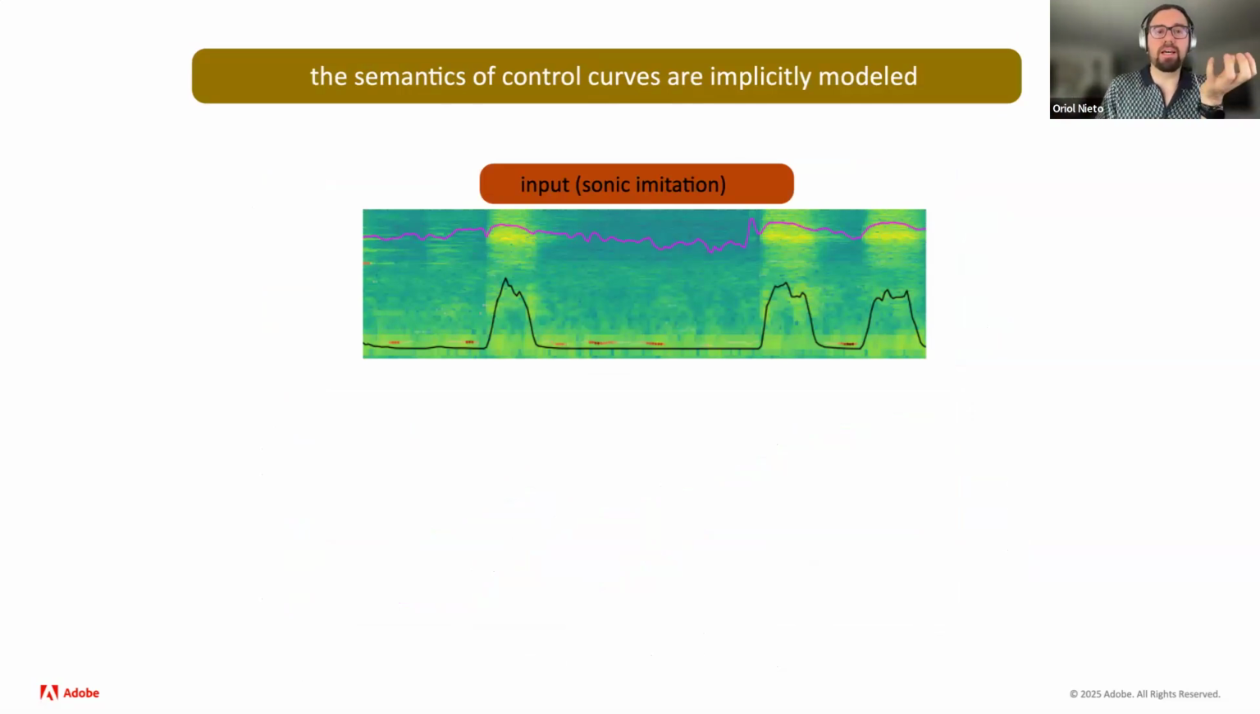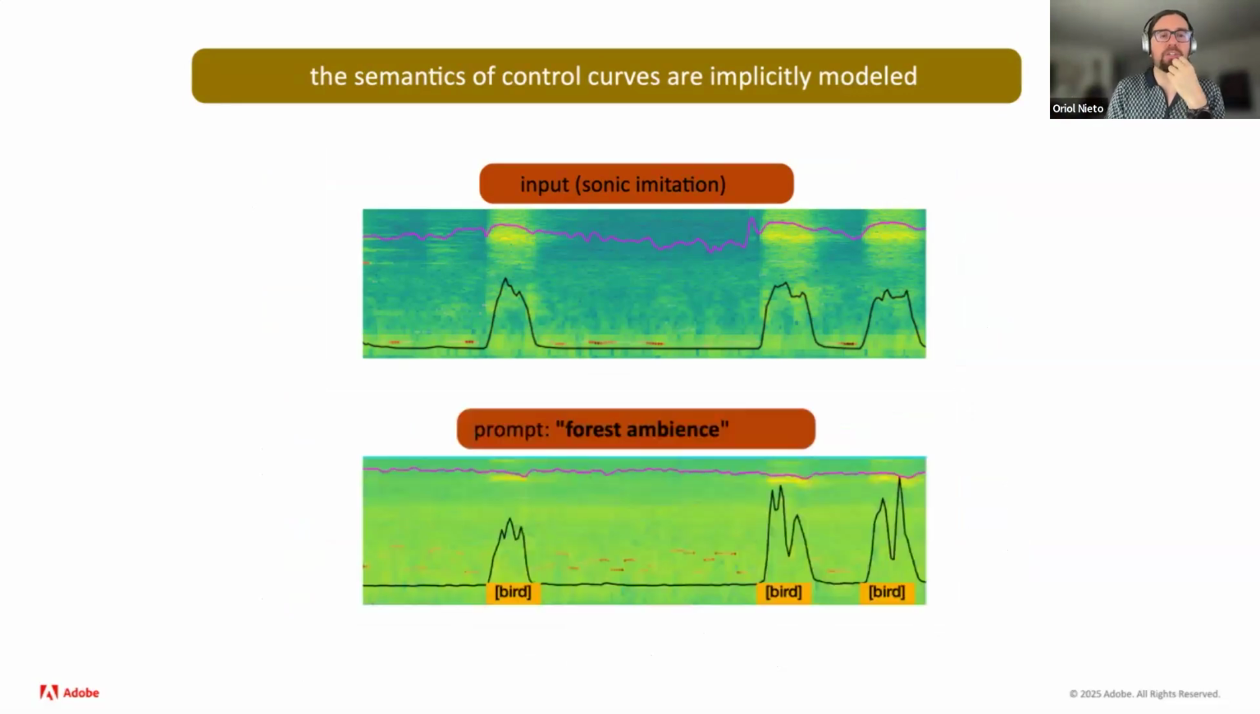So imagine that you have this input. And in the text prompt, you type forest ambience. The model will understand that the whistle sounds will have to be birds, because that's the most likely component of what's going to happen in a forest, and it kind of knows that the whistle sound very likely is going to be birds in the forest. And note that we are not saying to produce birds here.